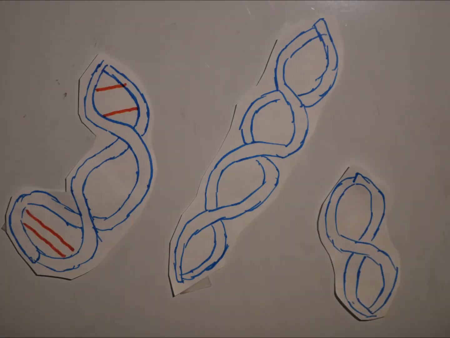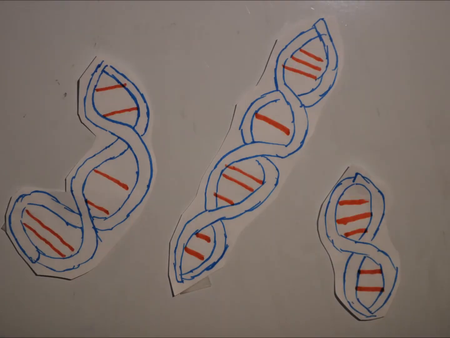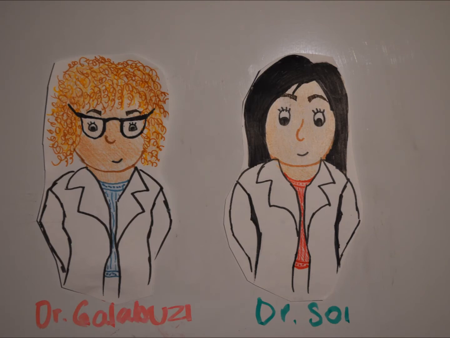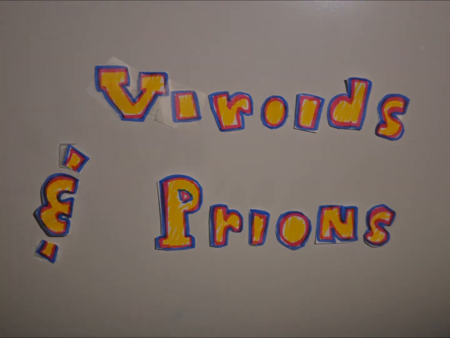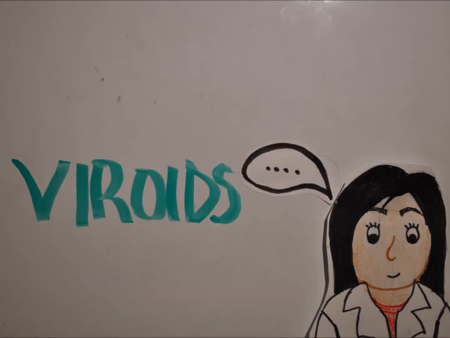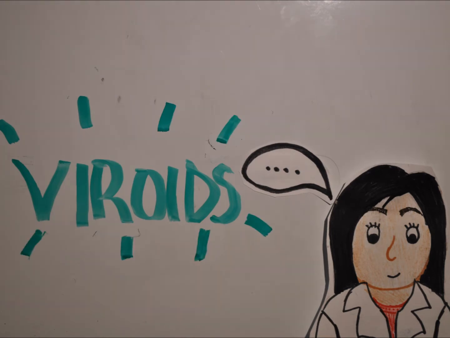Molecular genetics is a broad subject with an extensive list of topics that led to many interesting scientific discoveries. Dr. Soy and Dr. Galabuzzi decided to analyze in depth and understand the complexities of viroids and prions. To begin, viroids are composed of small, non-protein-coating, infectious single-stranded RNA molecules.